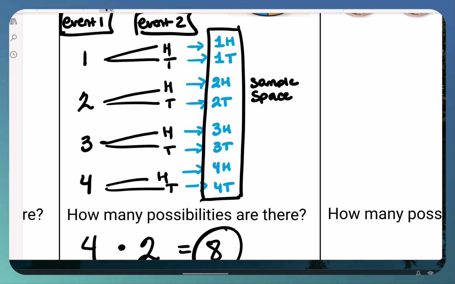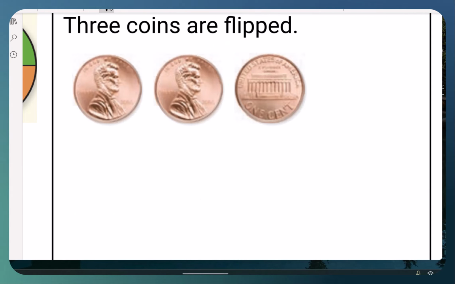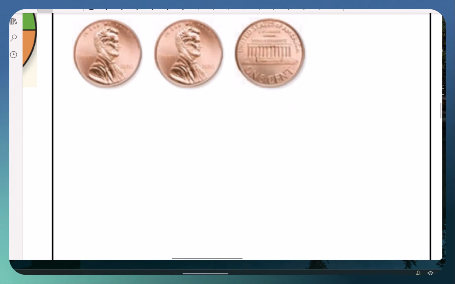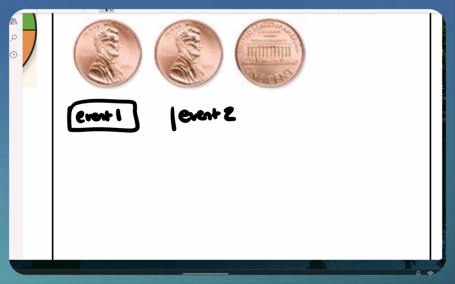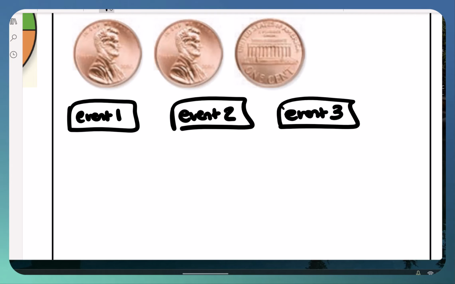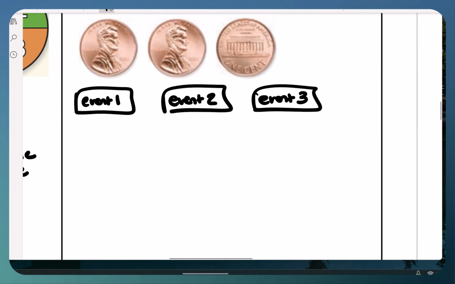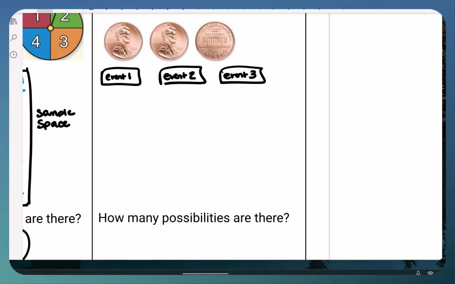And the reason why we're doing these sample spaces is because in a minute, we're going to be doing probability with that. And later on in the chapter, we're going to be doing conditional probability, all different kinds of probability with this. All right, example number 3, we're going to do 3 coins, which means 3 events. So event 1, event 2, and event 3.